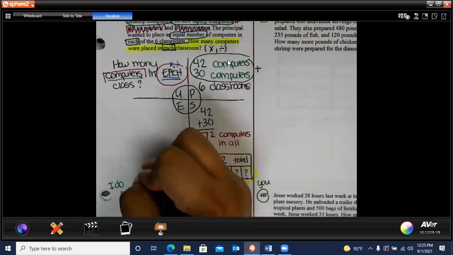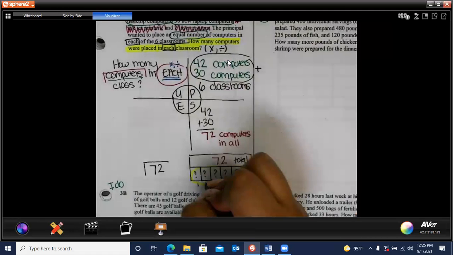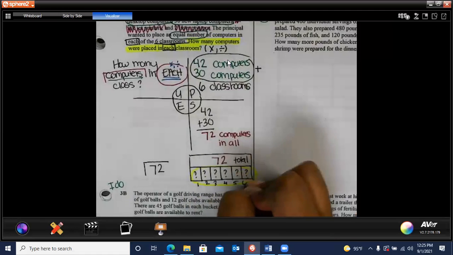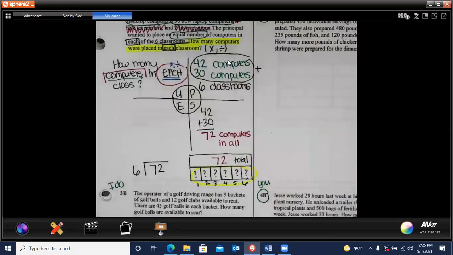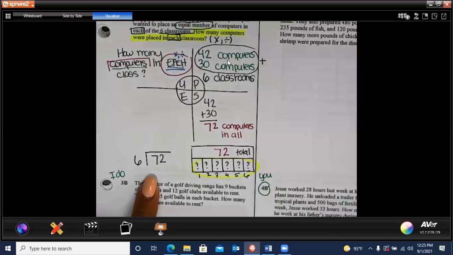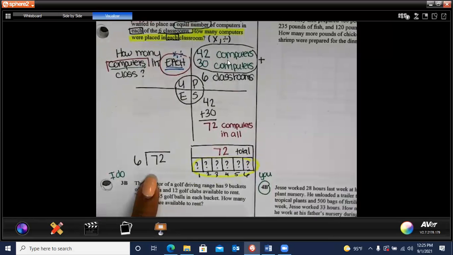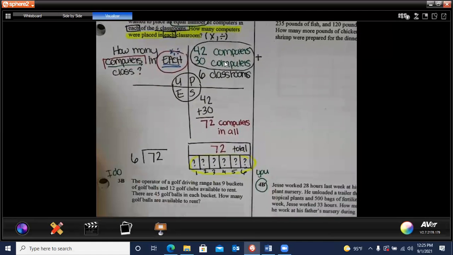72 divided by how many groups? 6. Some of you might be able to do this very easily. Some of you guys might need to break it up smaller so that it's easier for you guys to do and you don't have to do 72 dots. And this is where I'm going to show you what we have to do using our 10 frame. So if you need a scratch sheet of paper, you can get a scratch sheet of paper for this.